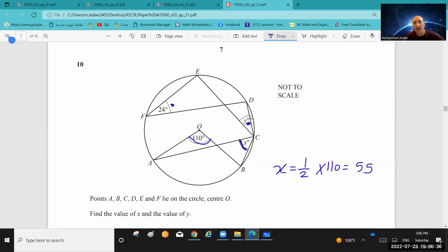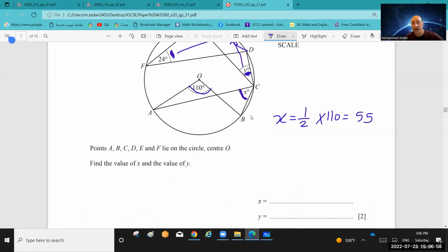Look at this arc ED. This angle is subtended by this arc, and angle F is also subtended by the same arc, or sometimes we say drawn on the same segment. When you join ED as a chord or a segment, each of these angles is drawn on the same segment. So y is 24 simply. Y is 24 and x is 55 degrees. Very easy, very simple.